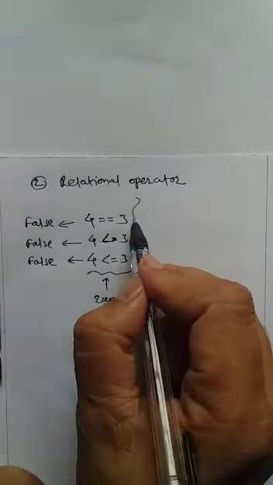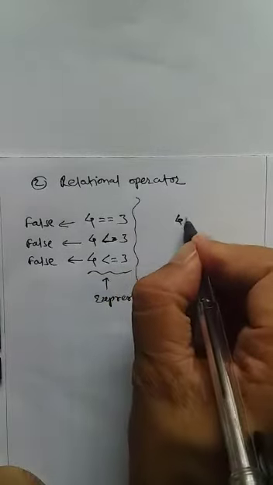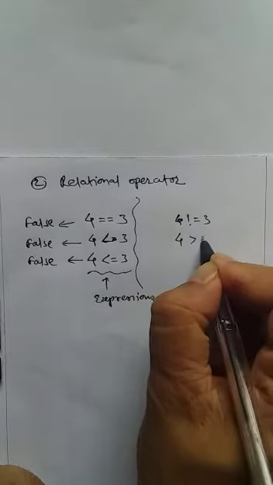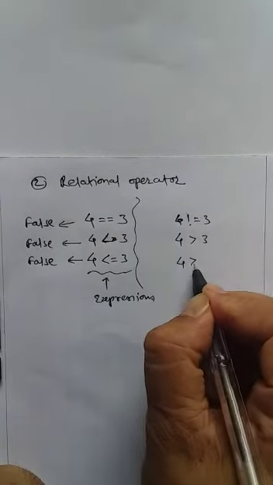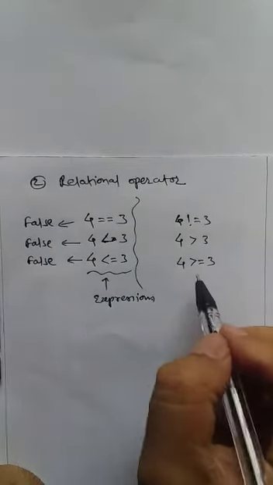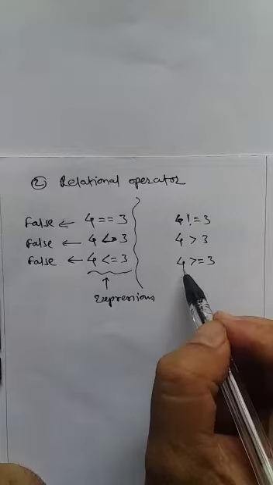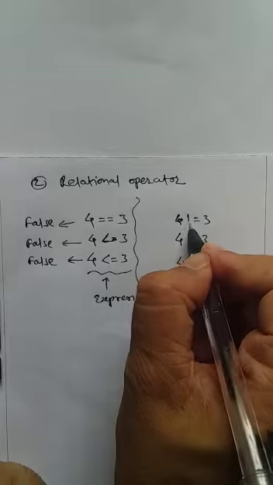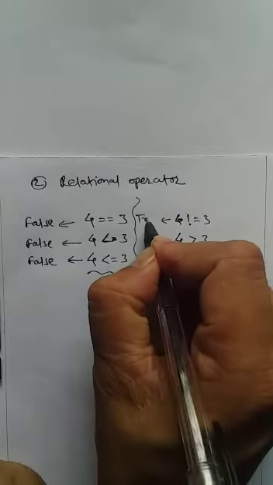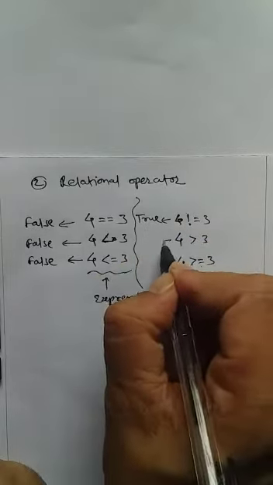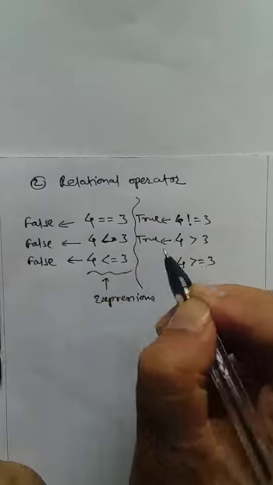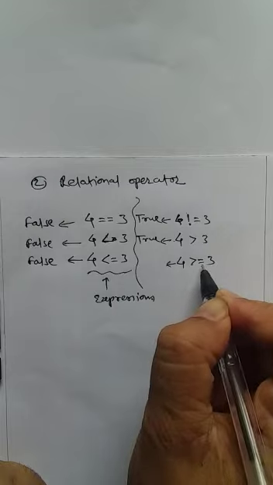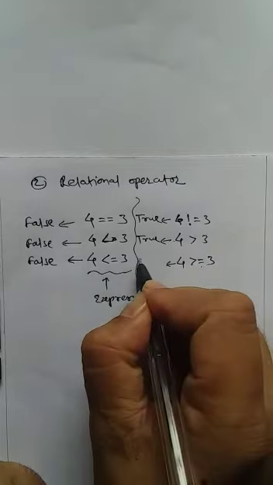Now in opposite to this, 4 is not equal to 3, then 4 is greater than 3, and 4 is greater than or equal to 3. What will they return? True. 4 is greater than 3, yes, so it will return true. 4 greater than or equal to 3: if one condition is satisfied, then we will get true.